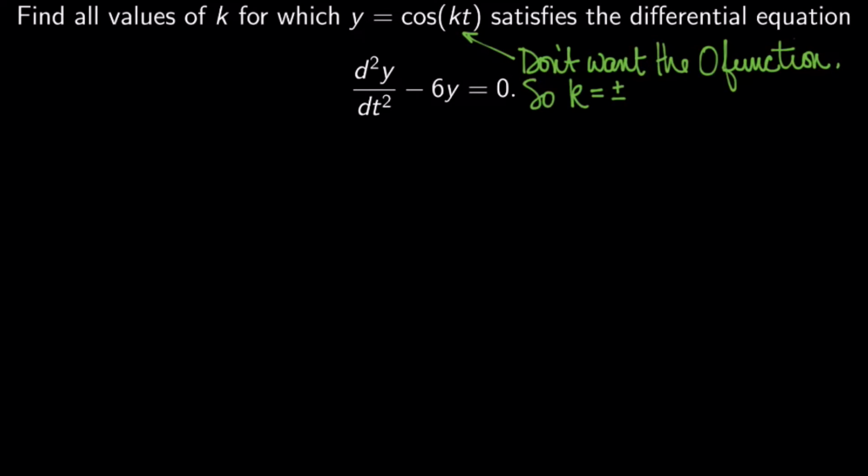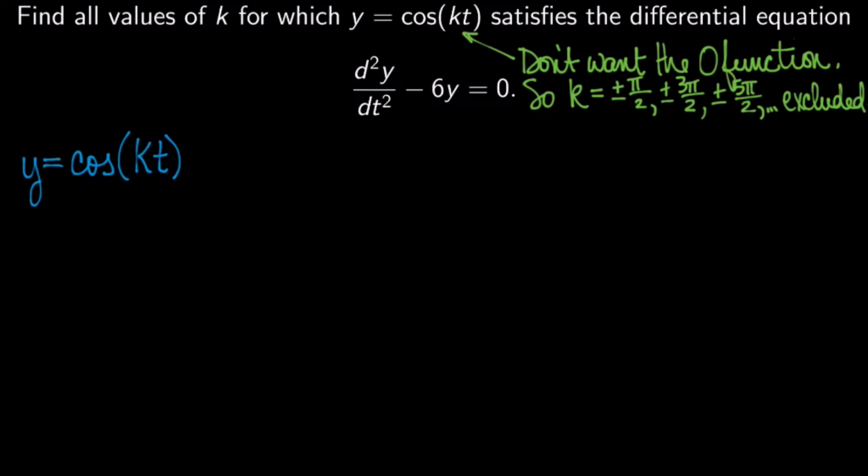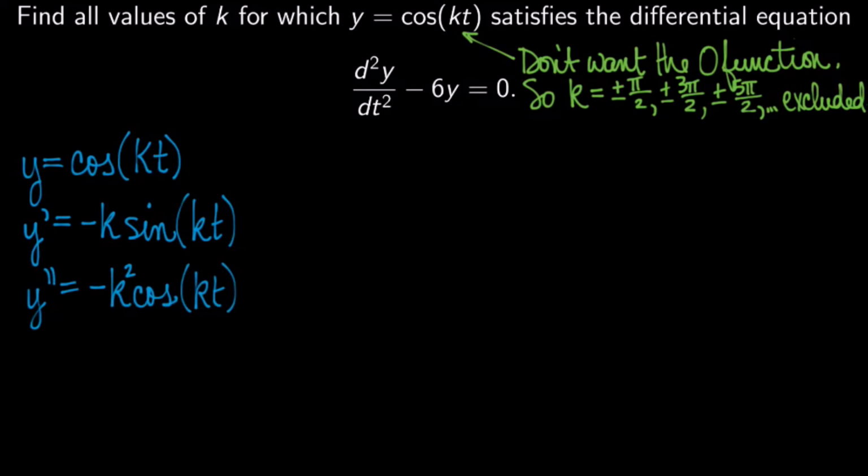And what that means for this problem is that plus or minus pi over 2, plus or minus 3 pi over 2, all of the k's that you could plug in here to get exactly 0, they're going to be excluded from the solution set. So, okay. This is a second-order dE, which means I need a second derivative. Here's my function, here's my first derivative, and here's my second derivative.